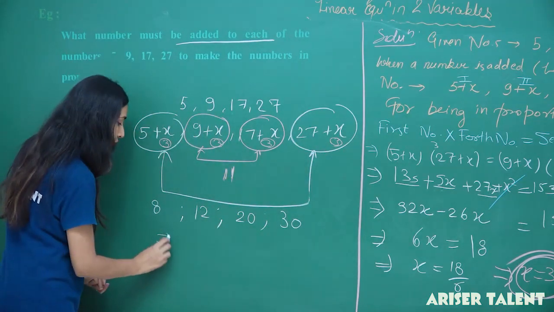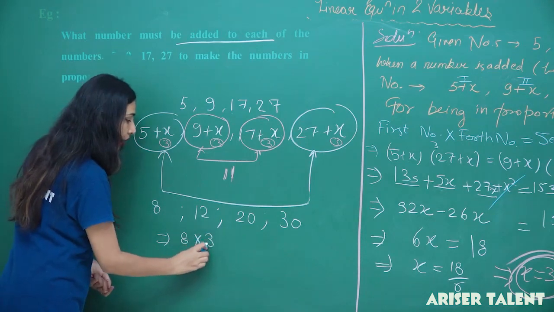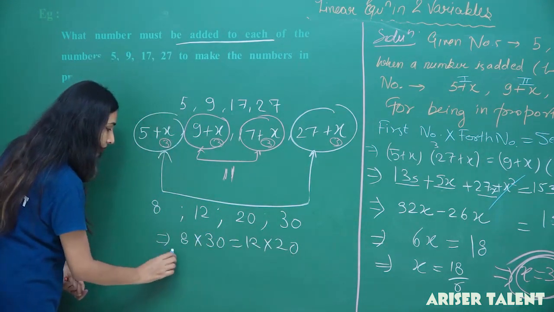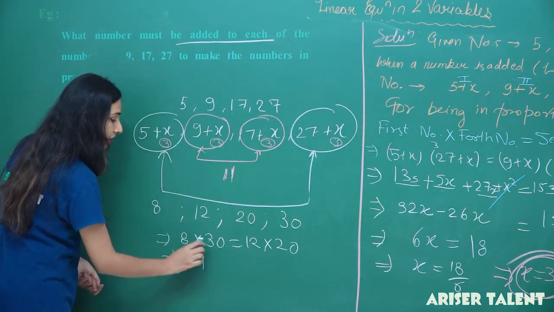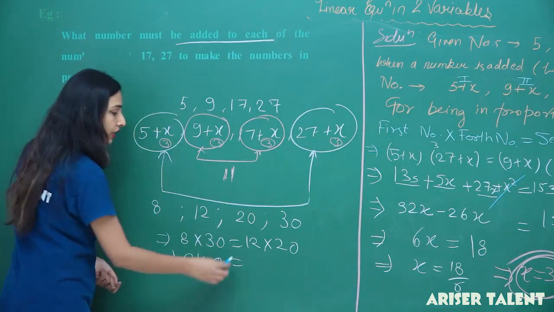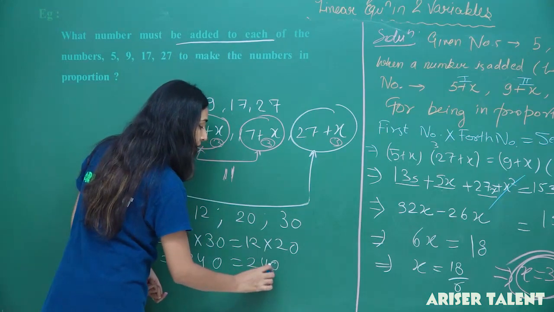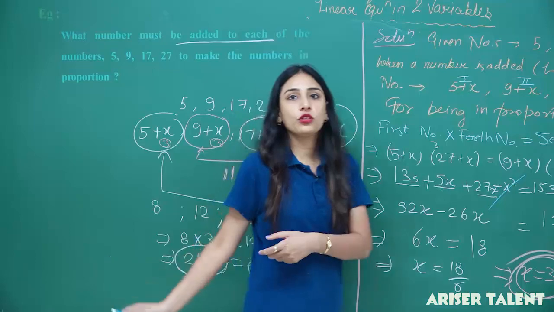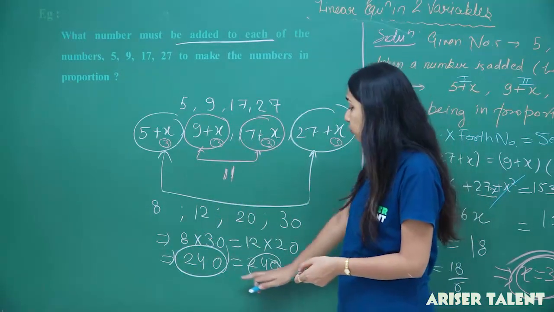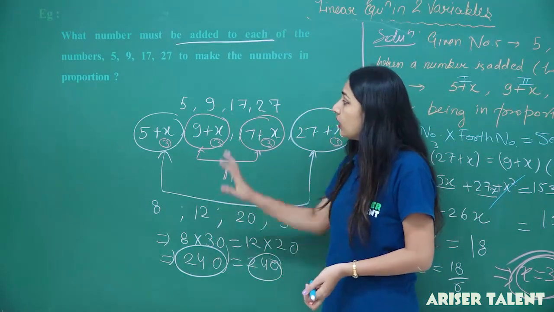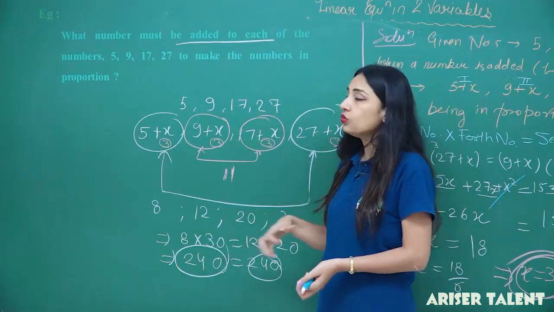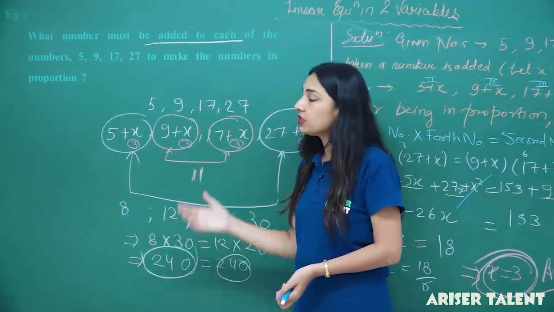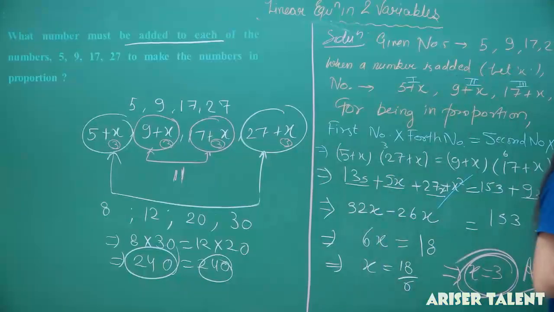For this, first multiplied by fourth should be equals to second multiplied by third. Are they equal? 8 3s are 24, 240. 12 2s are 24, 240. 240 is equals to 240. I have no explanation for this. So this is the way to complete a question with language and having some numbers. Now complete note this, students, so we can move forward.